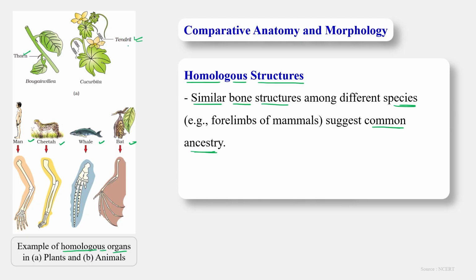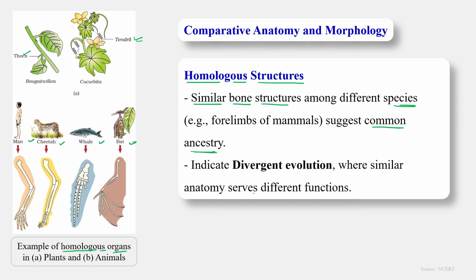They both have different types of structure and different kinds of functions, but they have common ancestry. So these structures are known as homologous structures. These structures indicate divergent evolution, where they are anatomically similar, but they perform different kinds of function.